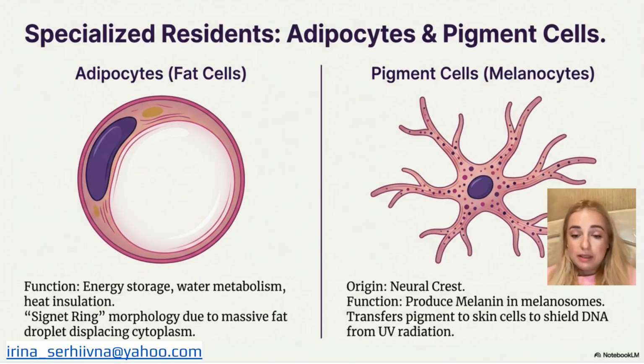And pigment cells, or melanocytes, derive from neural crest. It is important because the tumors that develop from melanocytes are really aggressive because of their embryological origin, and they produce melanin in the form of melanosomes that is stored in their cytoplasm.